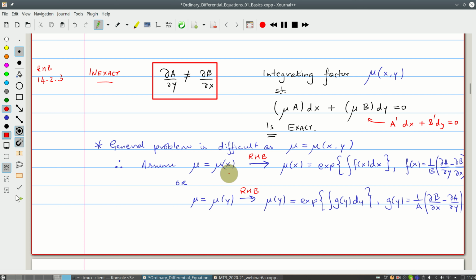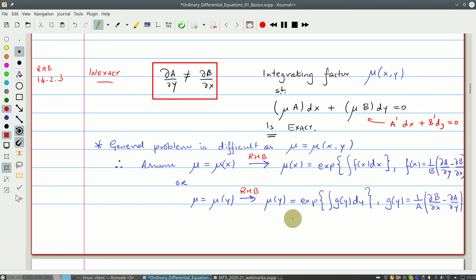Now, if mu is a function of x only, then it can be shown, and this is where you look at the book, that mu of x will be given by the exponential of the integral of f of x dx, where f of x is 1 over b times the partial of a with respect to y minus the partial of b with respect to x. And if mu is a function of y, then, as we will show here, mu of y is given by the exponential of the integral of a function g of y dy, where g of y is 1 over a times the partial of b with respect to x minus the partial of a with respect to y.